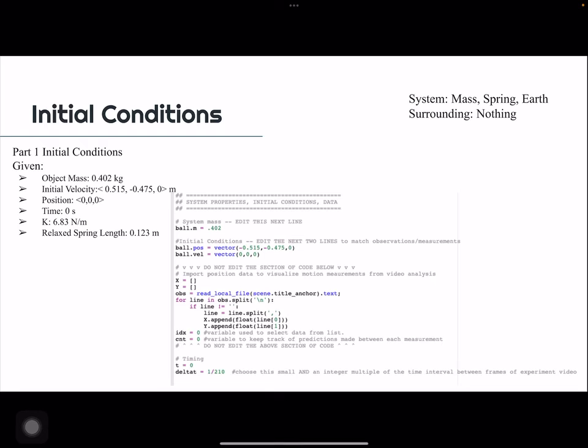On to the initial conditions. The initial conditions included the object's mass, which was given in the video lecture, the initial velocity, and the initial position. Time was 0, and we also found K and the relaxed spring length. The system was the mass, spring, and the earth, basically everything, and there were no surroundings.